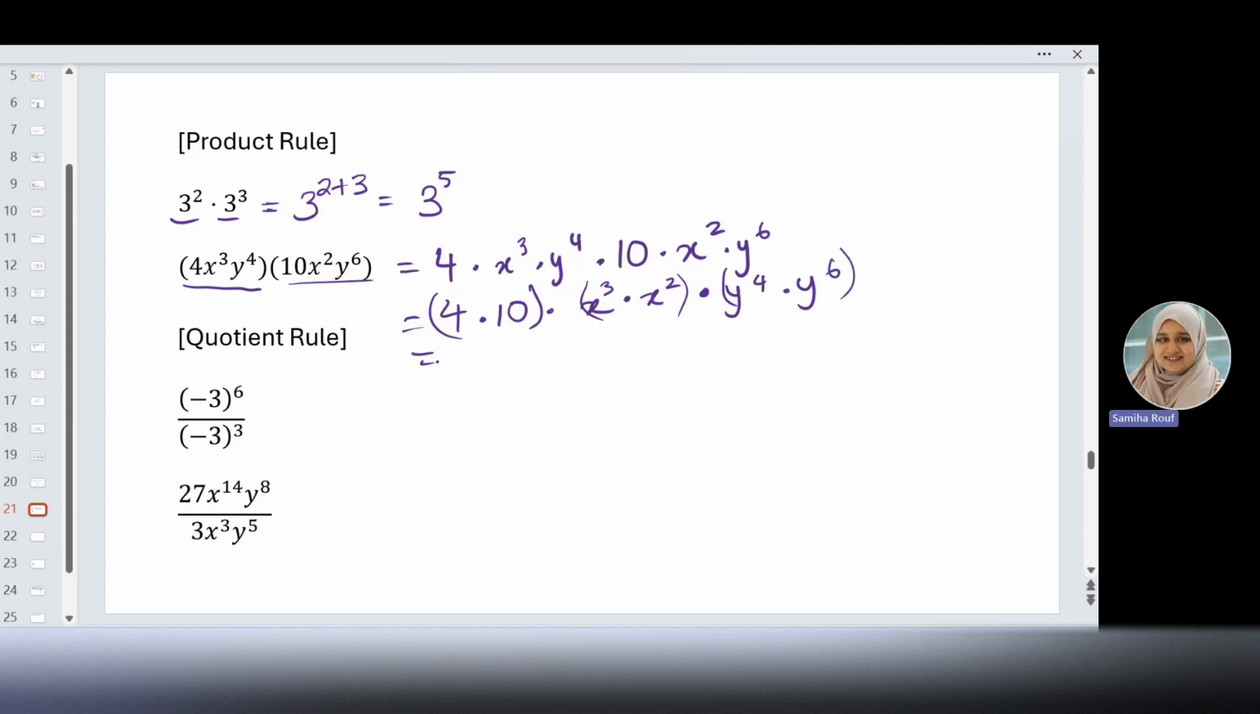And then let's just apply the addition property or product rule. Well, 4 times 10 is just 40. Here we have x cubed and x squared, so those can be added to x to the power of 5. Here we have y to the 4 and y to the 6, so those can be added. We're going to end up with y to the power of 10.